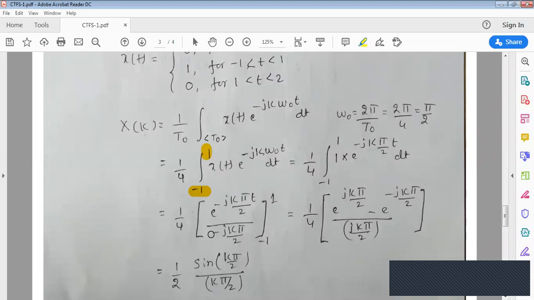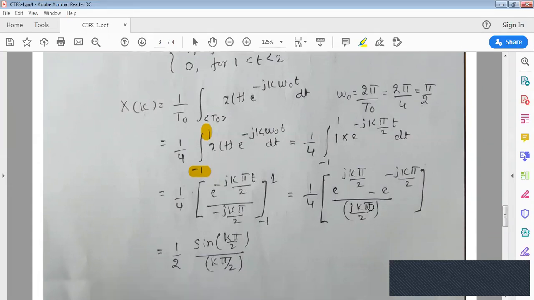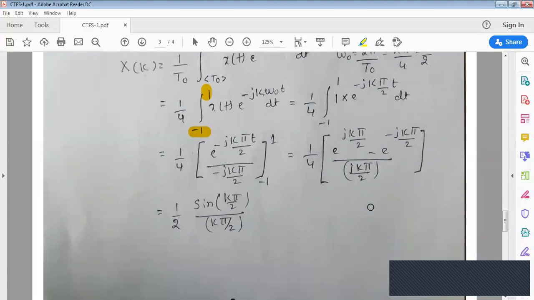What I had done is I have taken the minus to this side. So what happens? It will become e power jk pi by 2 minus e power minus jk pi by 2. What remains in the denominator? Jk pi by 2. Are you able to follow this step? Or you can take minus one side and write one more step. That's all. Are you able to follow the substitution? Yes, sir. Yes.